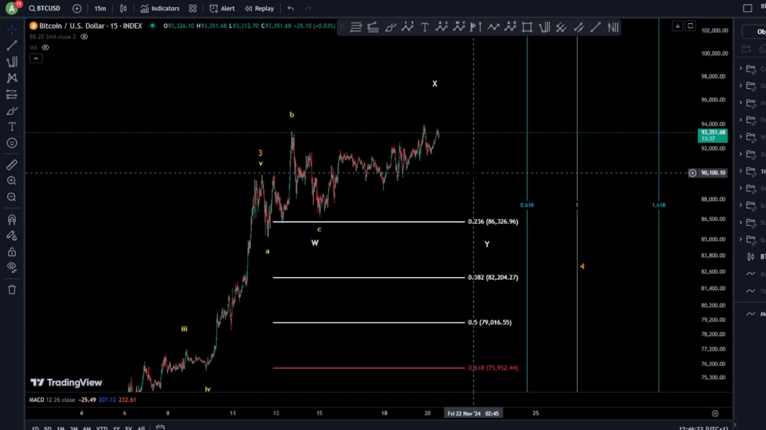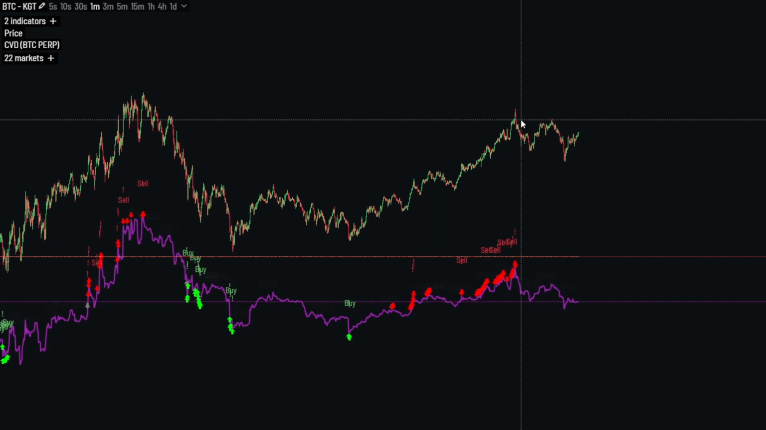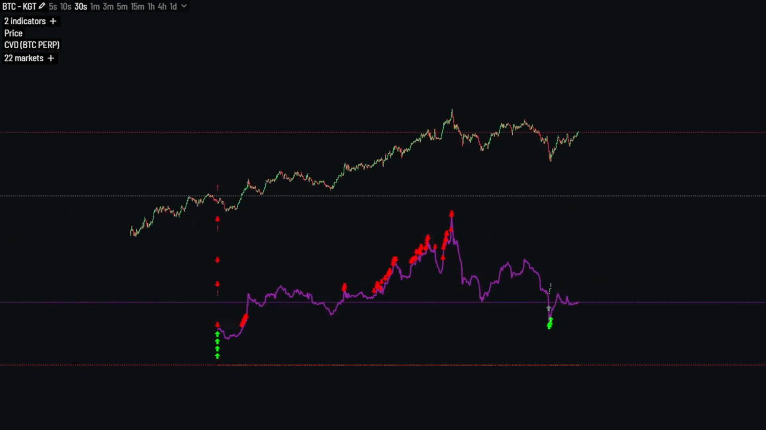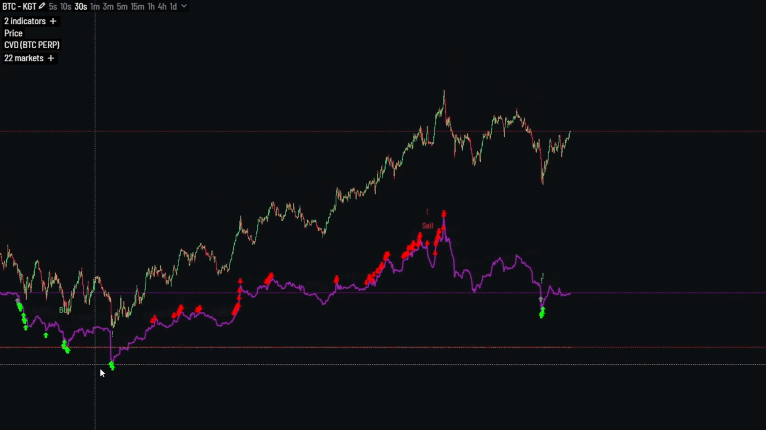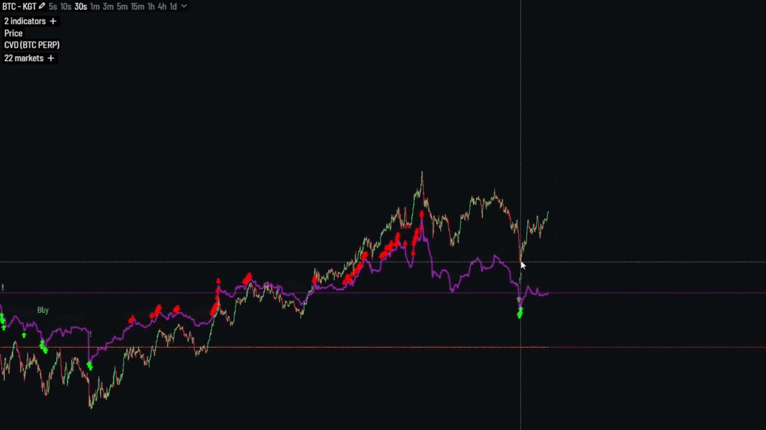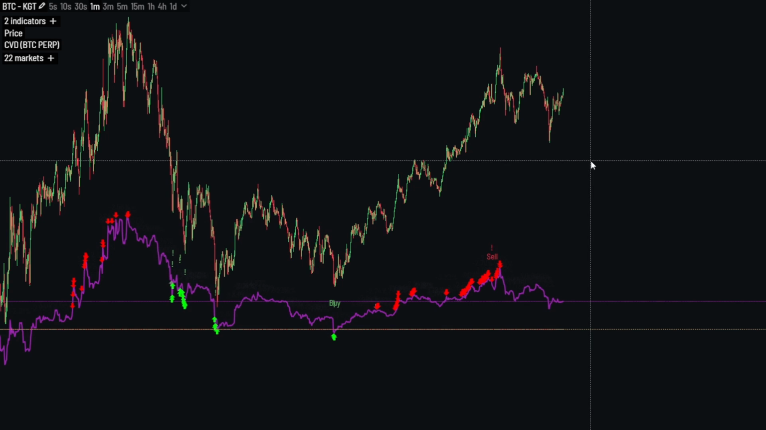So that was it for Bitcoin price prediction. Trade safe, of course. The KGT, as I showed you, shows some selling pressure. However, it doesn't mean that the buyers cannot push higher. So if we even look on the 30-second chart, we can see that the buyers are entering at this moment higher than before, and that means of course they are pushing higher, and we are looking, as you can see, for higher prices. So yes, trade safe, and let's see what's gonna happen.